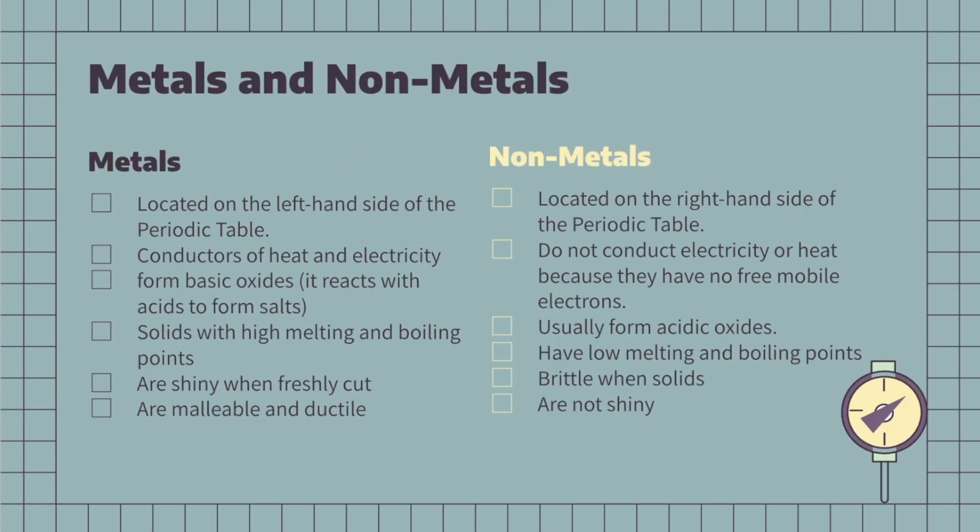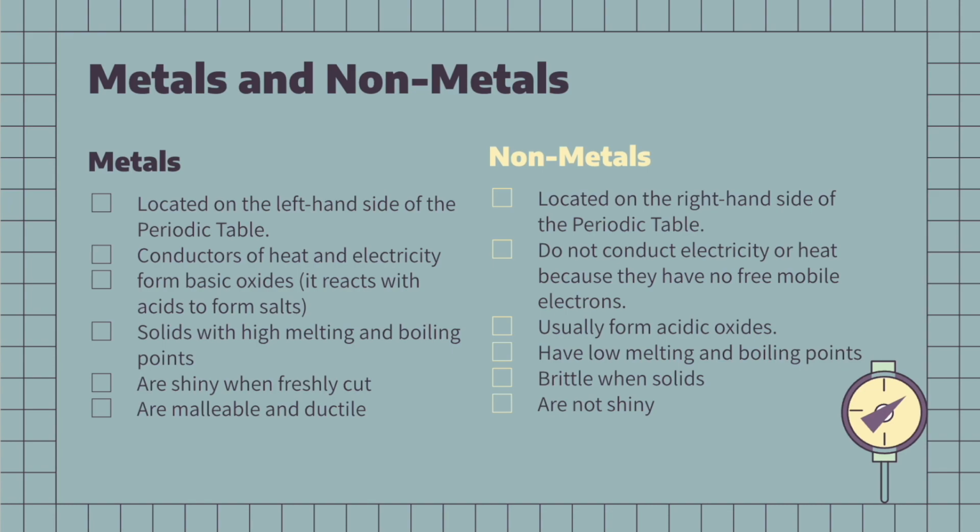Now we're going to be talking about metals and nonmetals. Metals and nonmetals have very different characteristics and properties. I'm going to be discussing some of their differences. Metals are located on the left-hand side of the periodic table, whereas nonmetals are located on the right-hand side. Metals are conductors of heat and electricity, whereas nonmetals are insulators because they don't have any free mobile electrons.